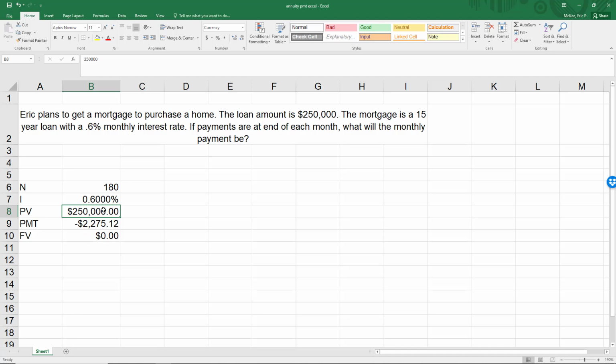So let's demonstrate that. I'm going to change this question. It's no longer a 15-year loan. Now it's a 30-year loan. So I'm going to effectively double my number of payments on the mortgage. That's going to be 12 times 30, 360 now. And as you can see, my payment updated, my payment was reduced. Now I'm only paying $1,700 every month, but of course I'm paying it for 15 more years. So it kind of evens itself out.